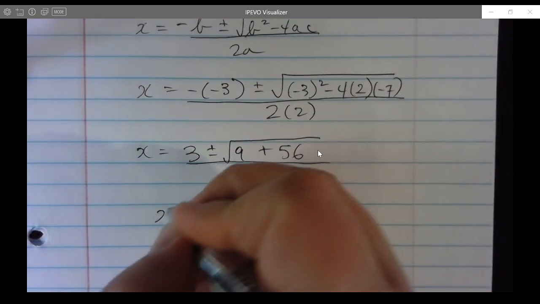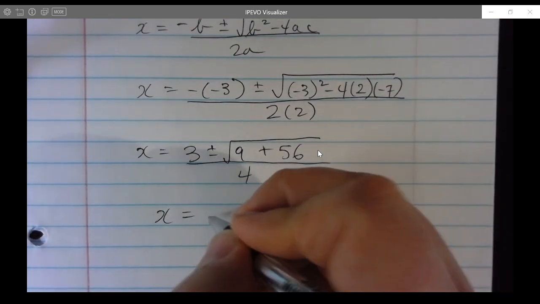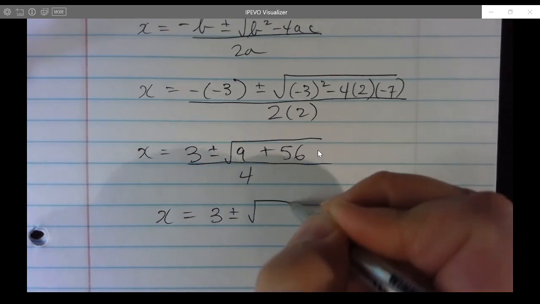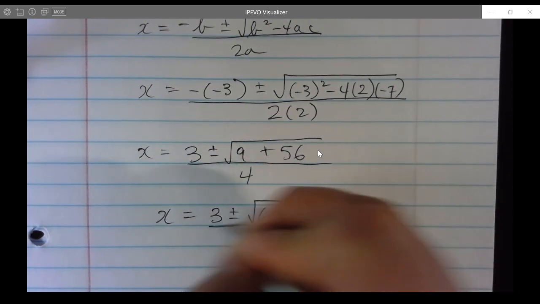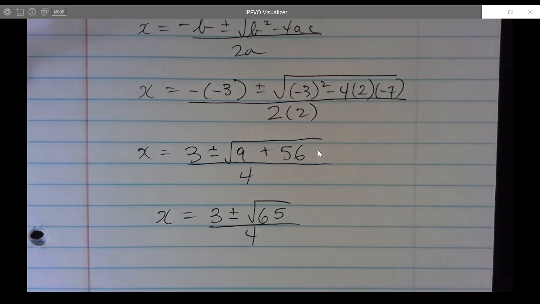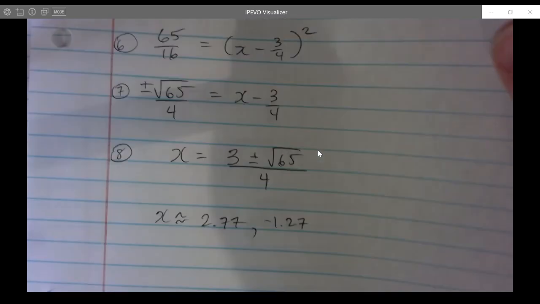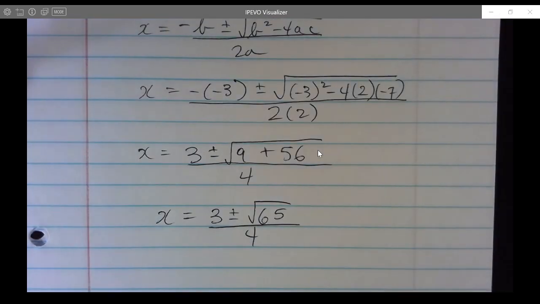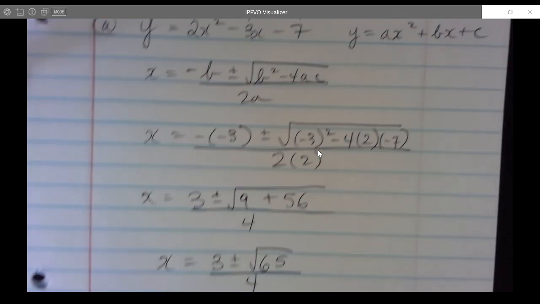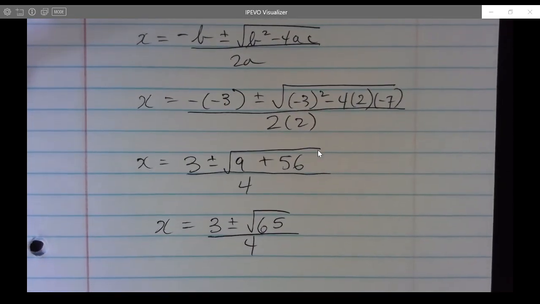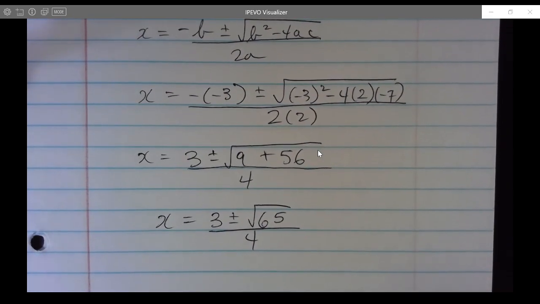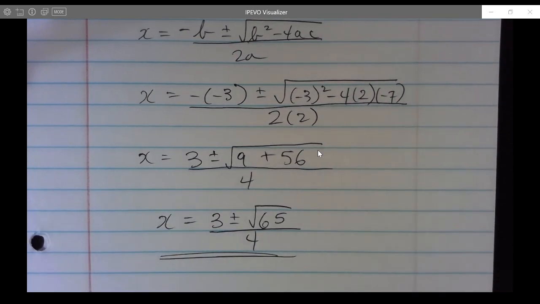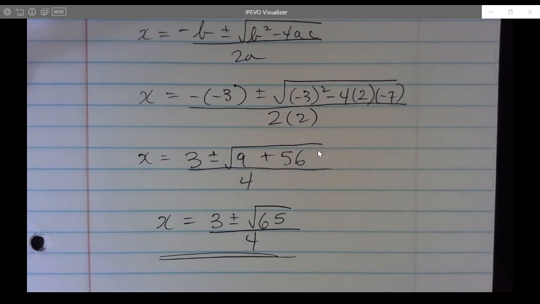And if you solve that one more step, you get 3 plus or minus the square root of 65 over 4. And if you'll remember a few minutes ago, that was what we got at step 8 for that same question. So we can do that in, let's see, how many steps did that take us? 1, 2, 3 versus 8. It is less work than completing the square. It just means you got to be good at arithmetic. So there's the A question.